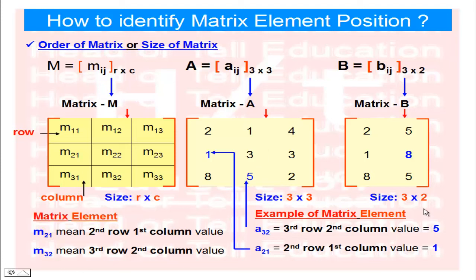Now I ask you one question: what is the position of 8 in matrix B? When we calculate the size, this matrix is 3 rows and 2 columns, means 3 by 2 size. So what is the position? This is the second row, and this is the second column. So the position of 8 is B22, okay.